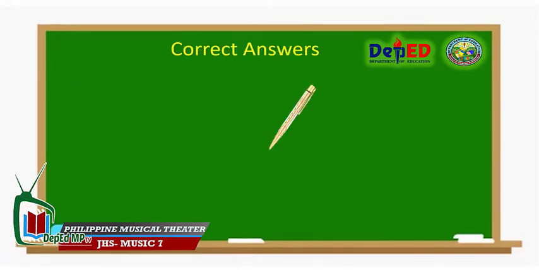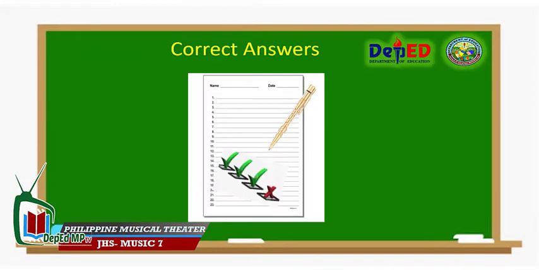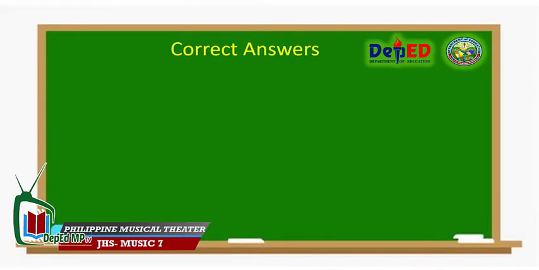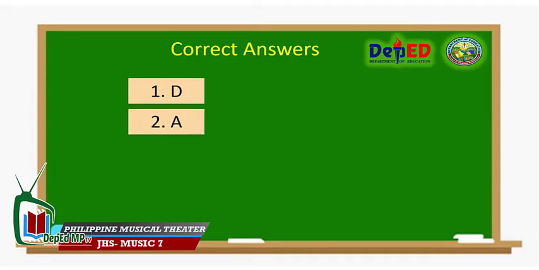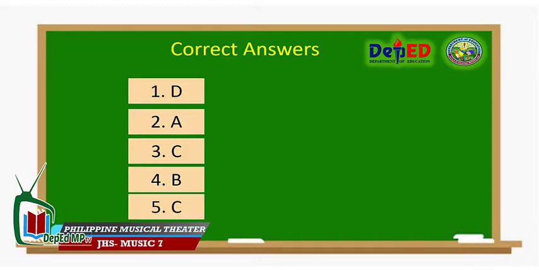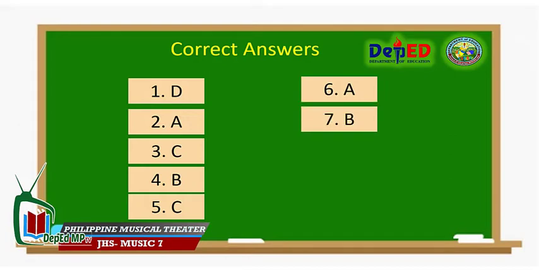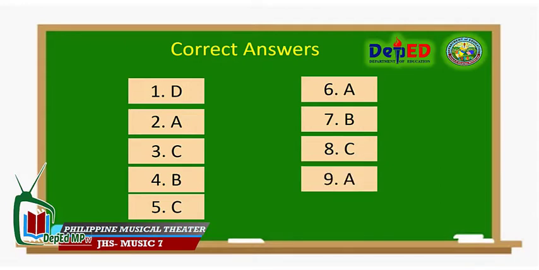With your pen and your answer sheet, let's check your answers. Number 1, letter D. Number 2, letter A. Number 3, letter C. Number 4, letter B. Number 5, letter C. Number 6, letter A. Number 7, letter B. Number 8, letter C. Number 9, letter A. And number 10, letter D.